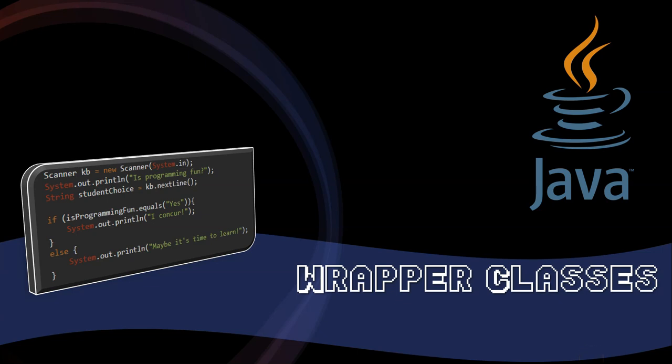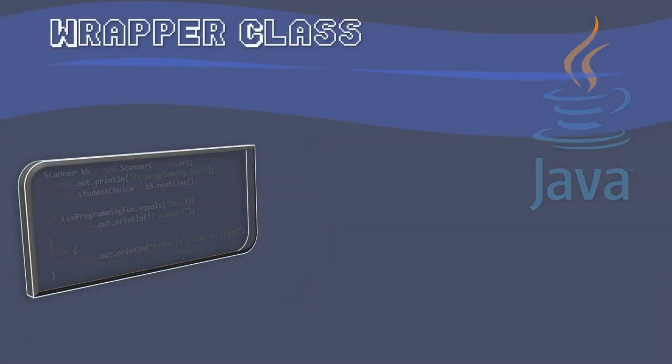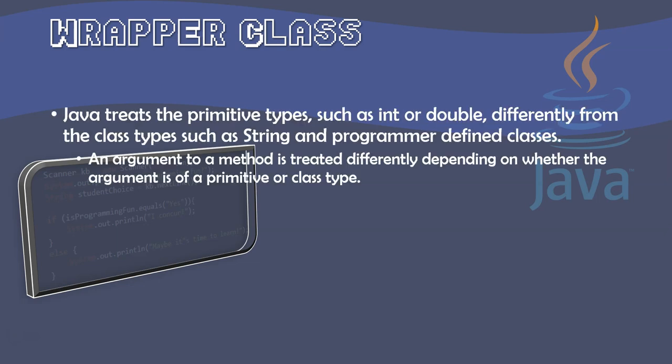And welcome back. As we continue to look at classes, now let's discuss wrapper classes. So what are wrapper classes? Well, as we know, we have primitive types such as ints, doubles, etc. And the way Java treats and handles these is very different from our class types such as String and any other classes that we, the programmer, might define. Therefore, if we look at the arguments to our methods, these get treated and handled a little differently depending on whether that argument is a primitive type or a class type.